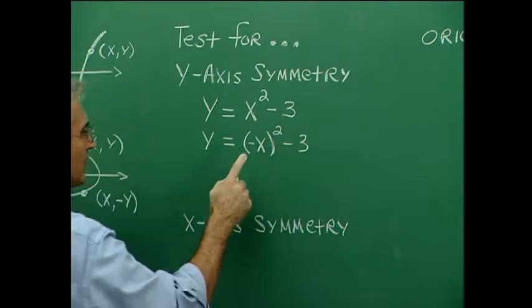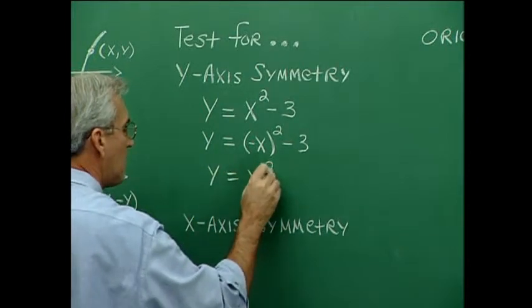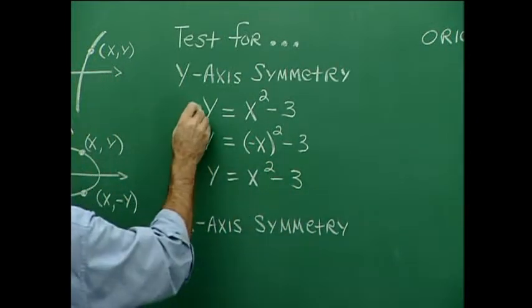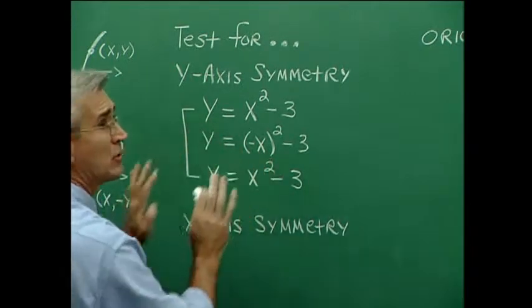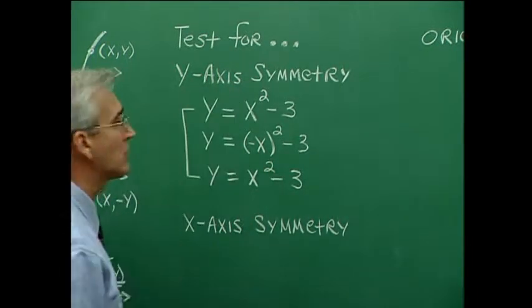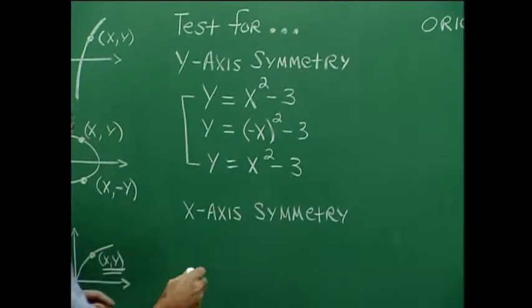and let's evaluate a little bit. Negative x all squared is simply x squared. Now this equation and this one are identical, and therefore we are determining algebraically that we have y-axis symmetry. Let's test for x-axis symmetry using the same equation.